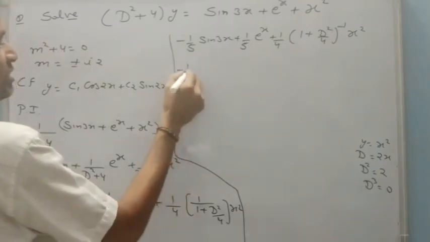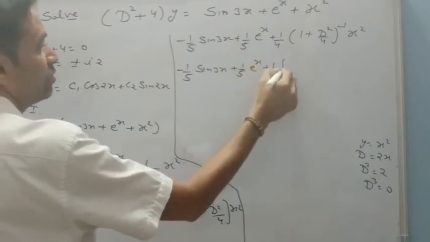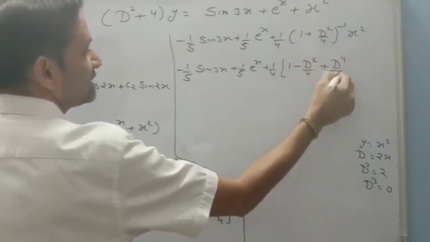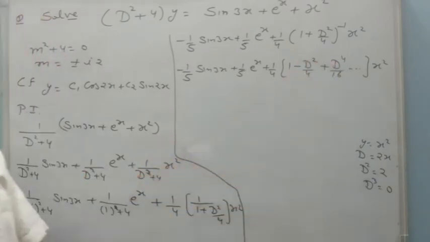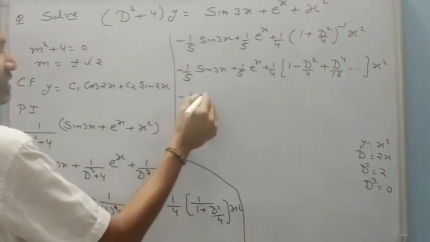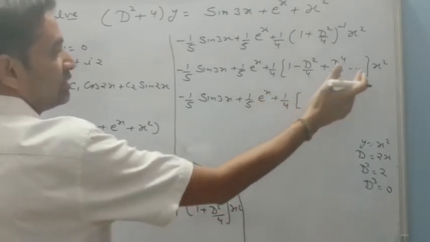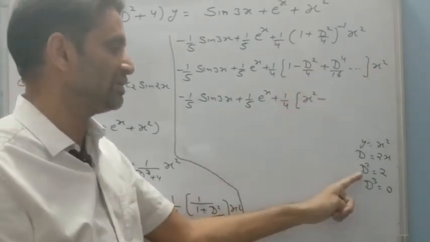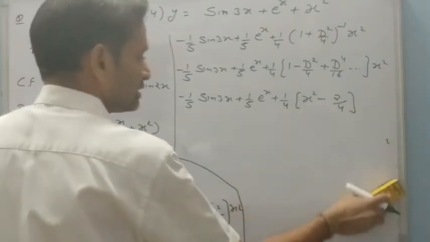So I will expand this as 1 by 5 sin 3x plus 1 by 5 e to the power x plus 1 by 4 times 1 minus D square by 4 plus D to the power 4 upon 16, and so on, neglecting it, that is x square. I don't need D4 also, but I just write it for you. Now just do the further. 1 by 5 sin 3x plus 1 by 5 e to the power x plus 1 by 4. This x square multiplied by 1, minus the second derivative of x square. The second derivative of x square is 2. It will become 2 by 4. Therefore, the PI, simple it is.